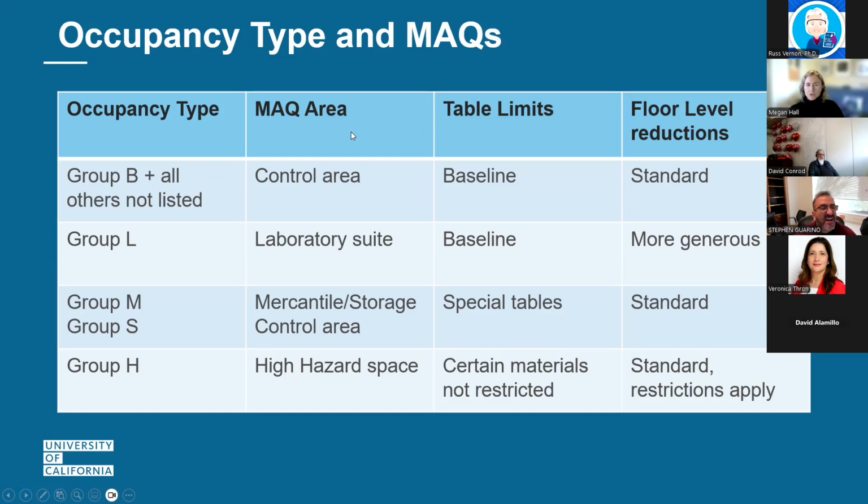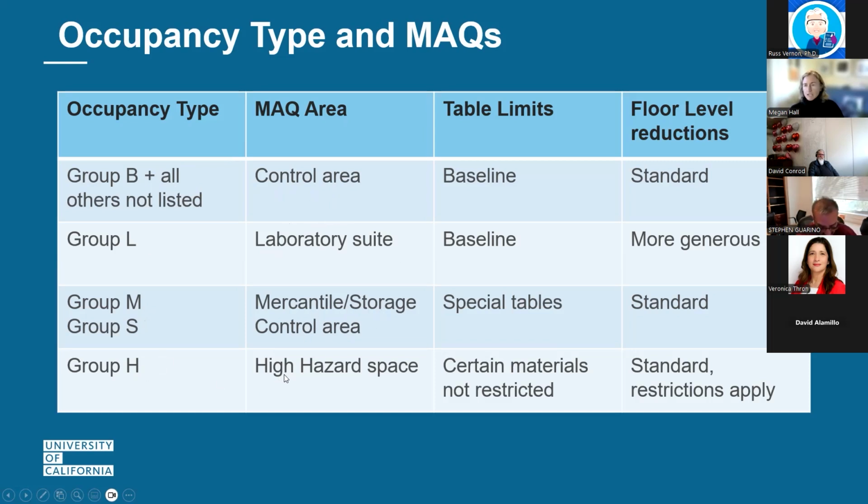It's called a control area for a group B, and everyone here is familiar with that term. But if you have a group L occupancy, it is not a control area. It is called a laboratory suite, or lab suite for short. Group M and S occupancies, it's a group M or mercantile for storage control area. They're different MAQs. And a group H is not a control area.